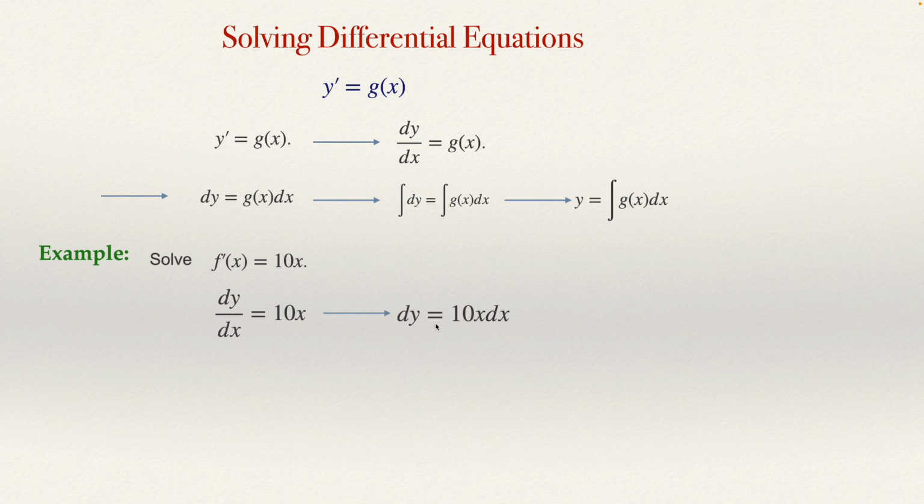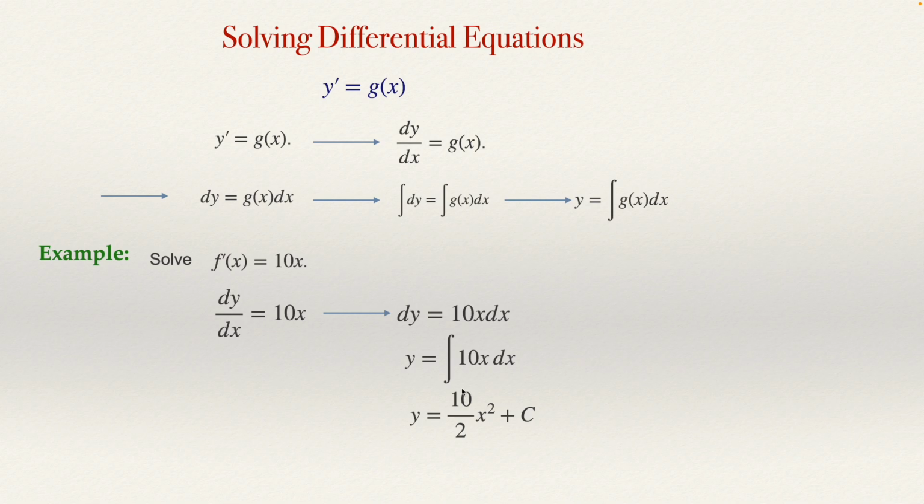Now that you have this, you can apply the integral to both sides, and you know that on one side we are going to have y, and on the other side will be the integral of 10x dx. And I know that to get this integral, what I need to do is add 1 to the exponent, and the final exponent will also be written as a denominator. So y will be equal to 10x squared over 2, or 10 over 2 multiplied by x squared, plus a constant of integration.